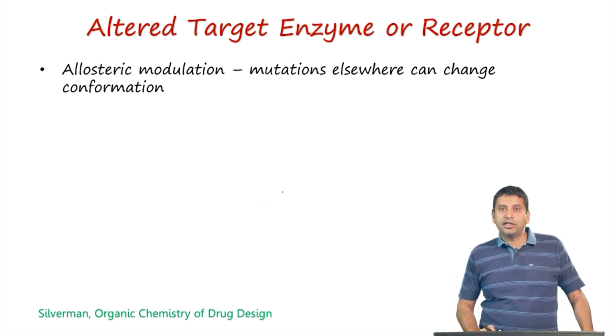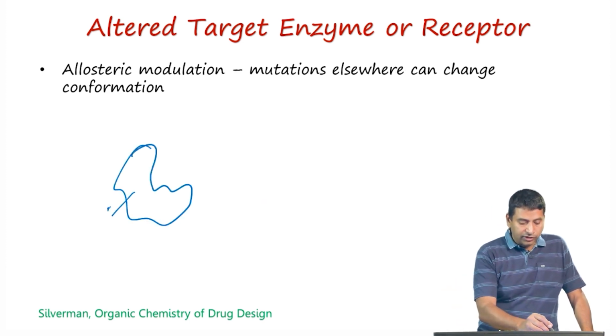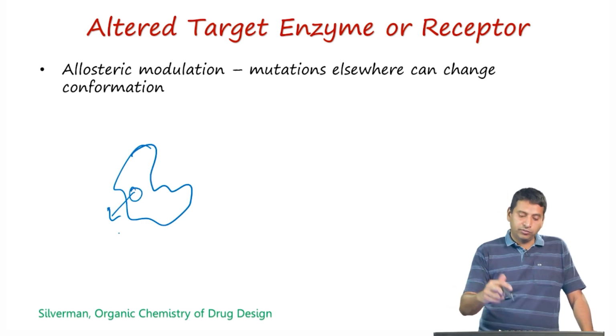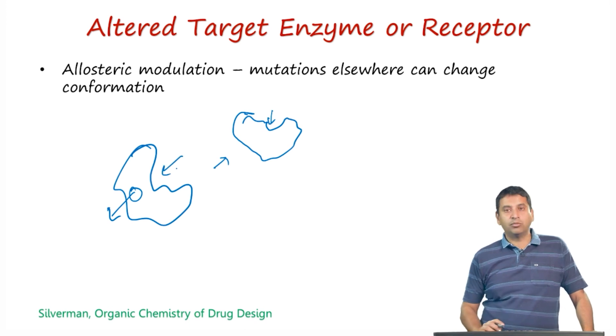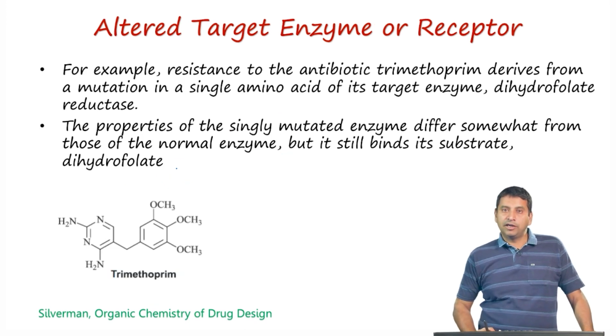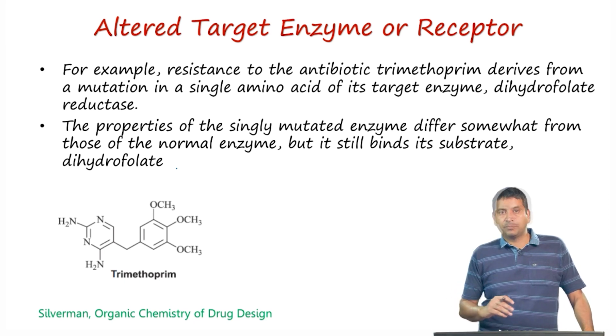You can also have allosteric modulation where mutations occur elsewhere in the conformation. Let us say you have a protein. The mutation can occur here and this results in a conformational change which changes the binding pocket of the enzyme. So, this is now not very good at binding anymore. For example, resistance to the antibiotic trimethoprim derives from a single mutation of a single amino acid of the target enzyme, which is dihydrofolate reductase. The properties of the singly mutated enzyme differ somewhat from those of the normal enzyme, but it still binds to the substrate dihydrofolate.